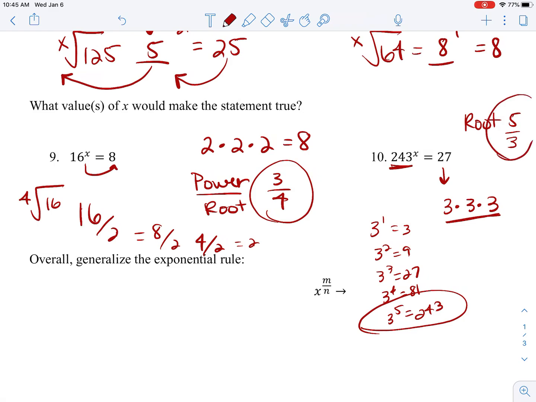So essentially, you're over your generalized rule: x to the m over n, where m is the power and n is the root. So that's kind of important as you move forward.